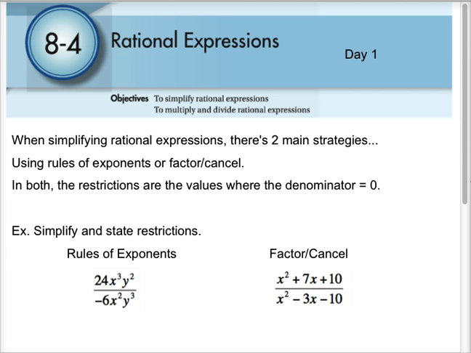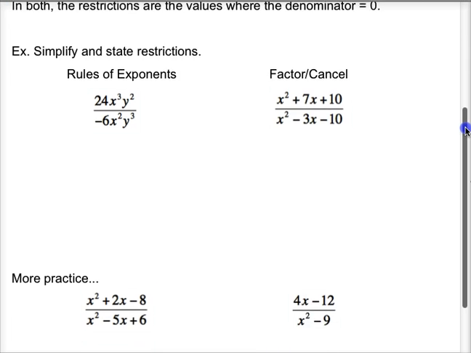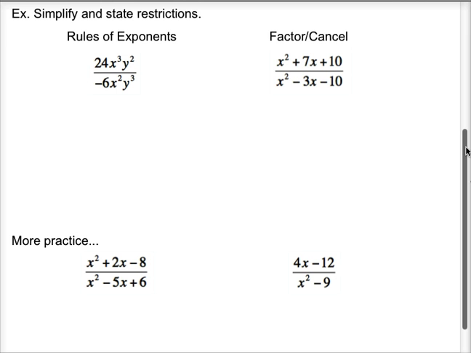Now the simplifying is something you've already basically been doing, okay? Because when I had you graphing them in the last notes, you had to simplify them to see if there was a hole or a vertical asymptote. So when we're talking about this, there are two main strategies to simplifying them: either using rules of exponents or factor cancel. Either way, in both instances, you are going to have to state restrictions as well.